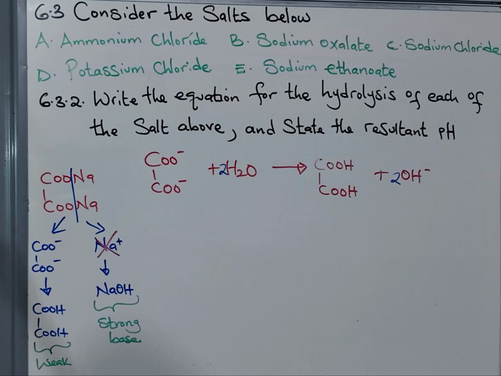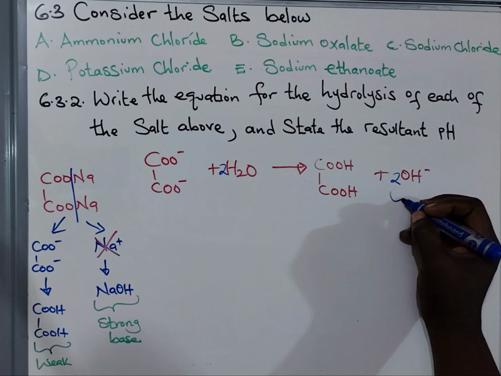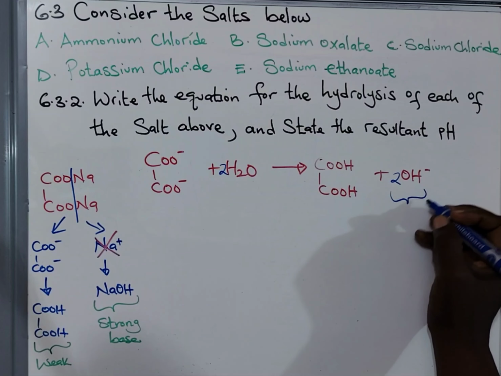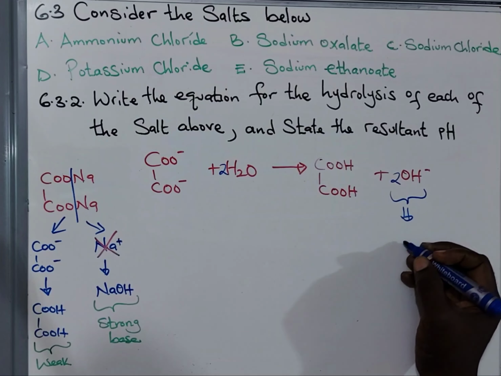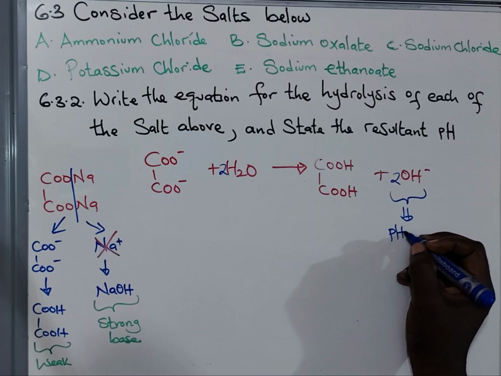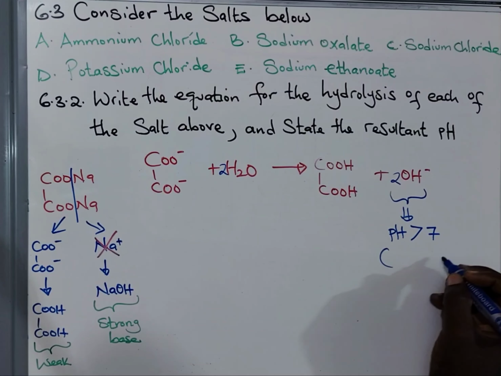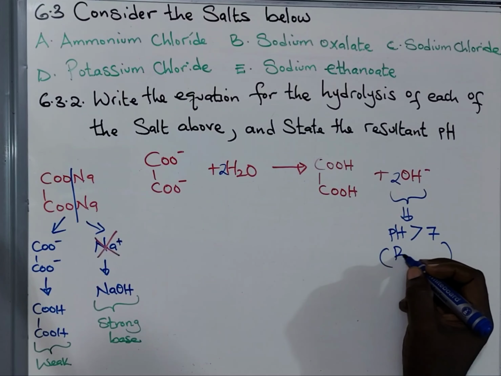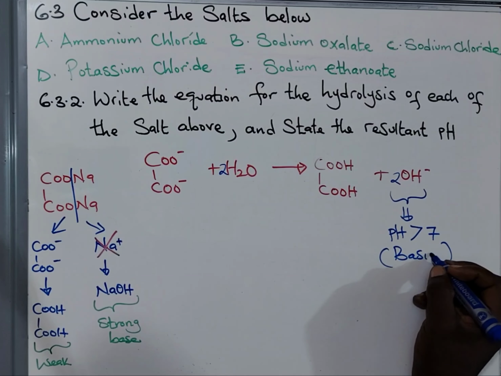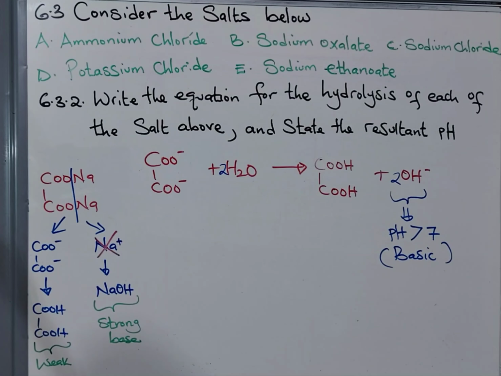But now we have to come to the issue of pH. The moment you have hydroxide ion here, it means that your pH is greater than 7, meaning the medium is basic or alkaline.